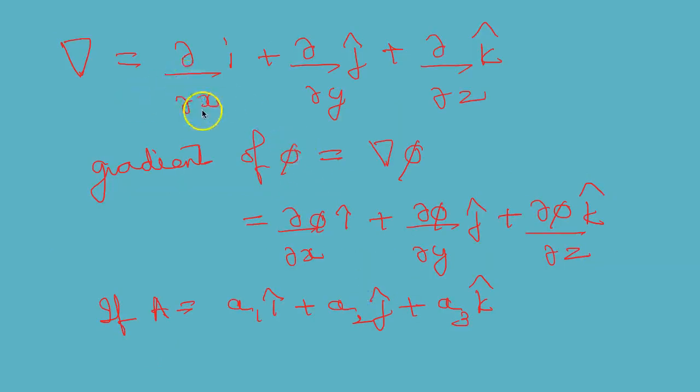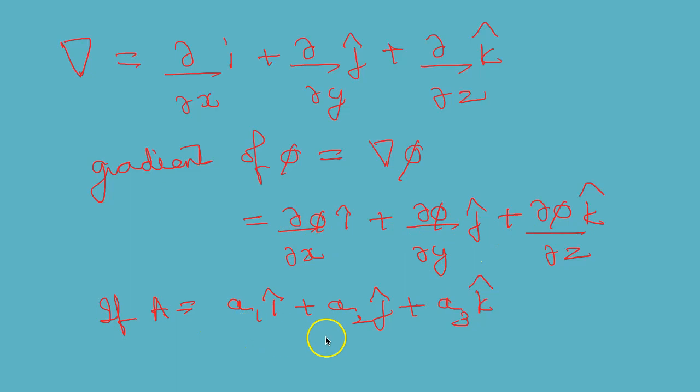So del is del by del x i plus del by del y j plus del by del z k. So gradient of phi is del phi. That is del phi by del x i plus del phi by del y j plus del phi by del z k. So it has a component for each direction.